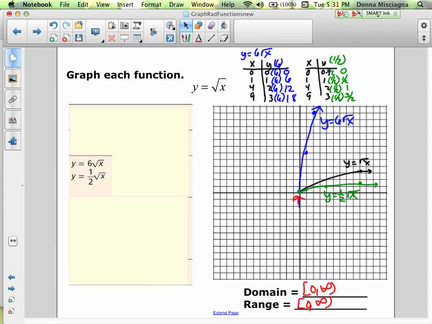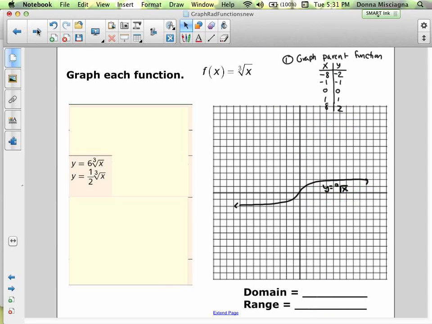Even though y equals 6 square roots of x is growing faster, they're still moving right along, and eventually they can't reach infinity, but you're going to just keep growing. One of them is just doing it a little faster. And that's the same thing with the cube root function.